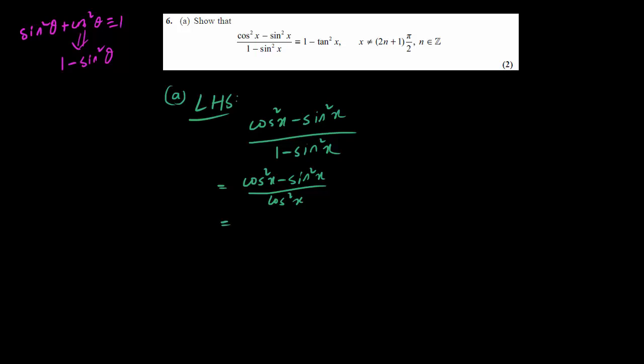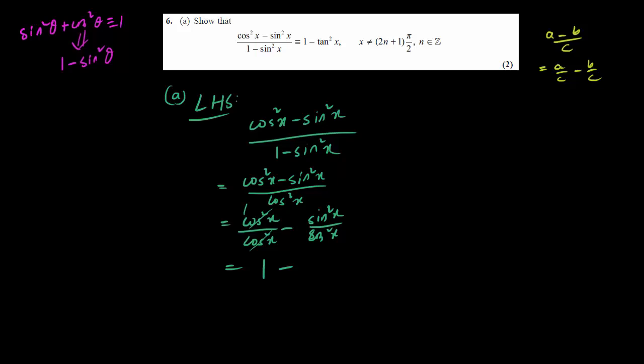Now we can use the rule of simple fractions. We can use (a minus b) by c is equal to a by c minus b by c. Using that rule, what we can write is cos squared x divided by cos squared x minus sin squared x divided by cos squared x. So this cos squared x and cos squared x cancel and it turns out to be 1.